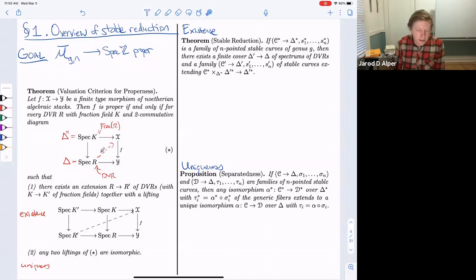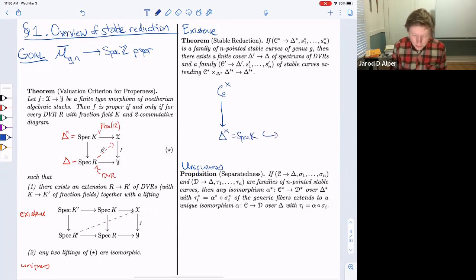If you translate the existence part of the valuative criterion for properness, you get stable reduction. So this is the theorem we're after, and it translates to the existence part of the valuative criterion. Maybe I'll draw a picture here. We're starting with a family of curves C star over delta star, which is just the fraction field of a DVR, and we're including it into the DVR delta. And then we also have maybe some sections. Let me first draw the picture without sections.